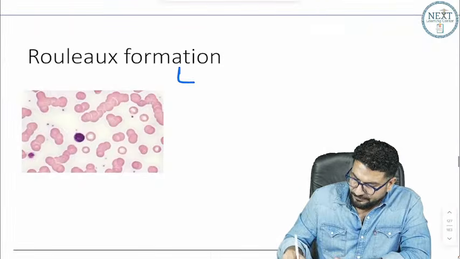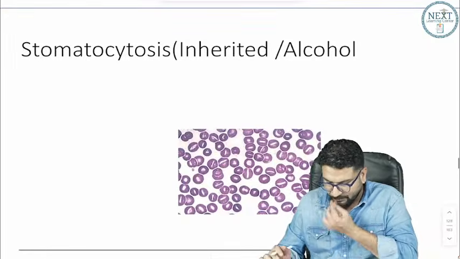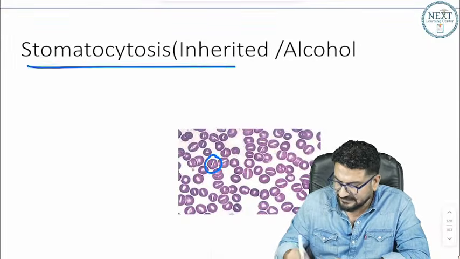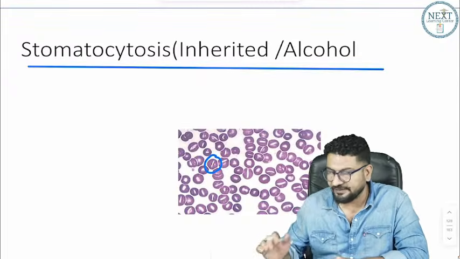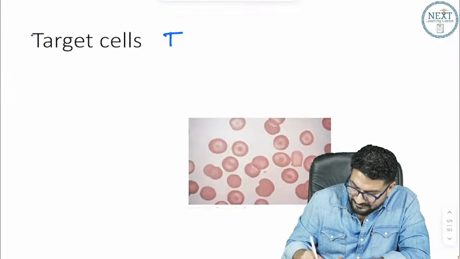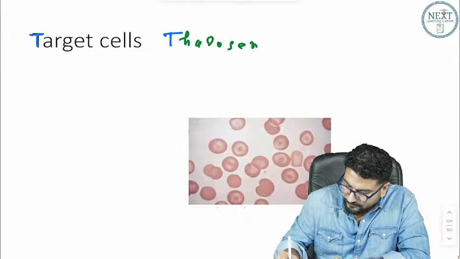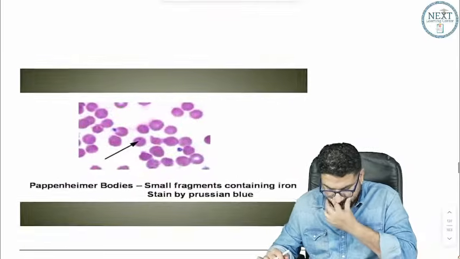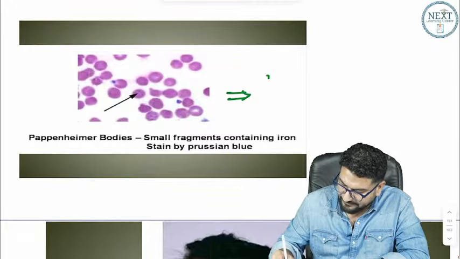Rouleaux formation, I told you where. Rouleaux formation in multiple myeloma. This is stomatocytosis, means RBCs will have a cleft in between. Sometimes it can be due to those people who drink alcohol daily. Target cells, so T4 target, T4 thalassemia. Done. Okay, now look at this. These are Pappenheimer bodies. You can see Pappenheimer bodies in a patient with sideroblastic anemia.